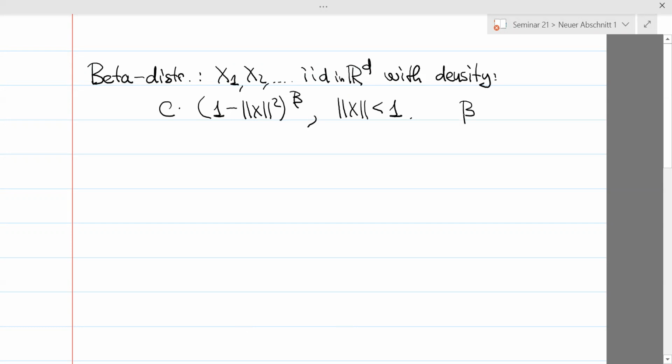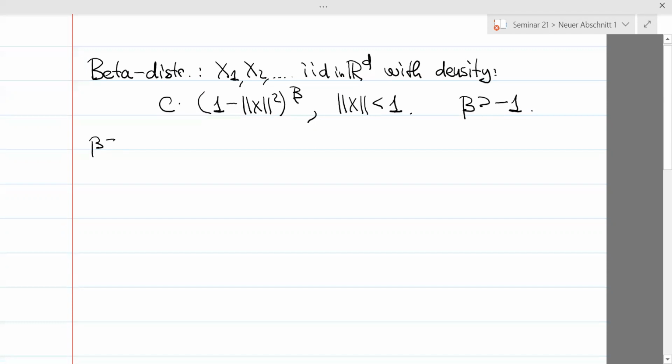This parameter beta satisfies, for integrability, the inequality beta greater than -1. This density is called the beta density in d dimensions. Of course, if the dimension is 1, we recover the usual beta density on the interval -1, 1 with symmetric parameters. Now there are some interesting special cases. For example, if beta equals 0, you just get a constant density, and it is the uniform distribution on the ball.